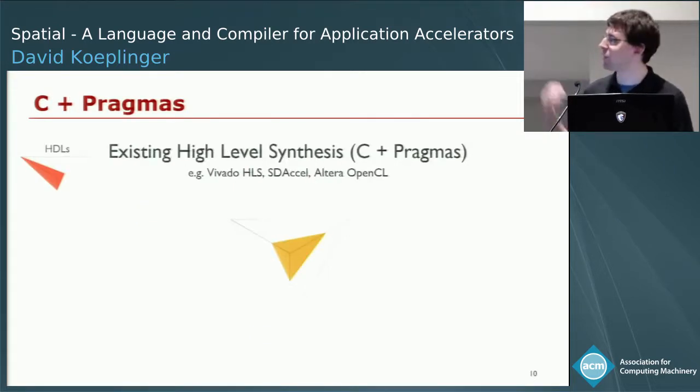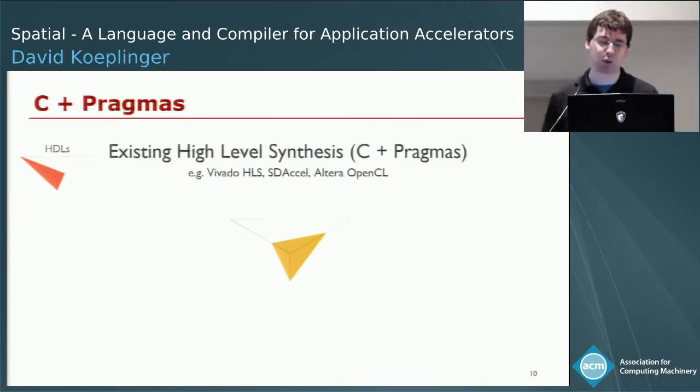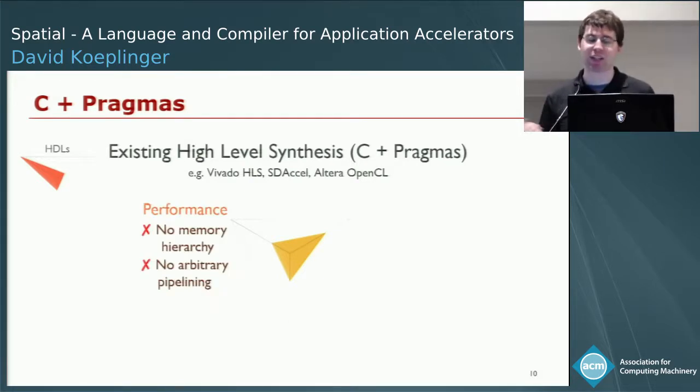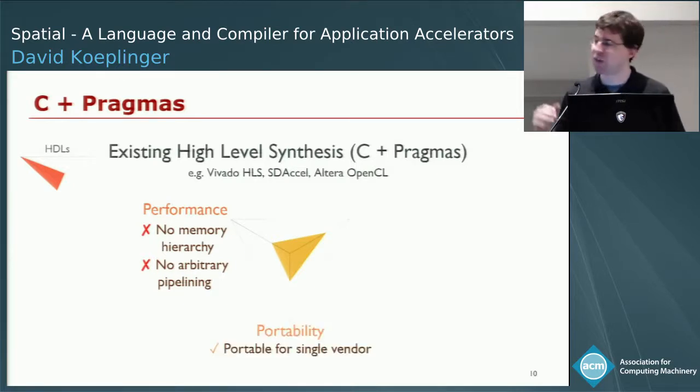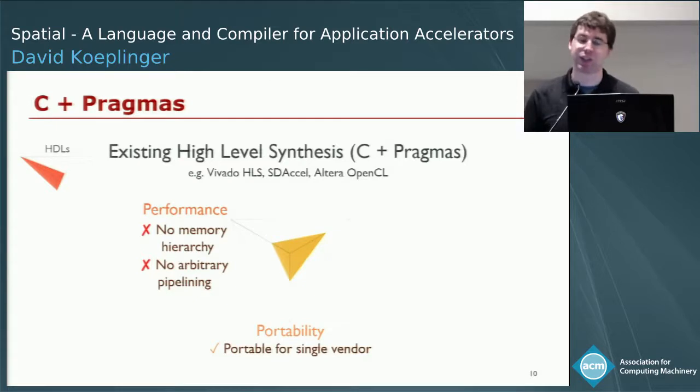If we look at existing high-level synthesis tools today, so the C plus pragmas approach, the performance that you can get is rather limited. For example, high-level synthesis can't support arbitrarily nested pipelining very well, or really at all. And this means that you can't really exploit the nested parallelism that's inherent in a lot of these applications. You can have some portability for a single vendor. For Xilinx devices, for example, you can port your source from one Xilinx FPGA to another. But new architectures, say coarse-grained reconfigurable architectures, you can't target at all because these are proprietary tools.